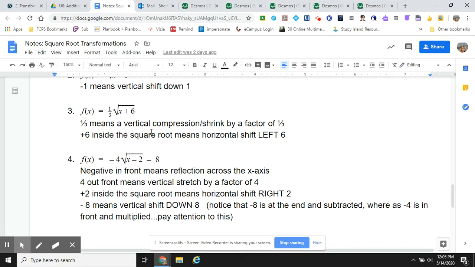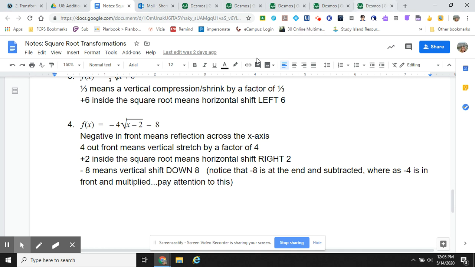And then the very last example, this one is a doozy. I did all of it. This one has a bunch so that you see the idea. The negative indicates it's a reflection. The 4 is separate from the negative. That's a stretch of a factor of 4. The minus 2 inside, there's a typo there, means I'm going to shift it right 2. And then the minus 8 outside is a vertical shift down 8.